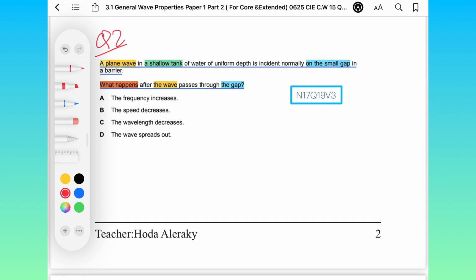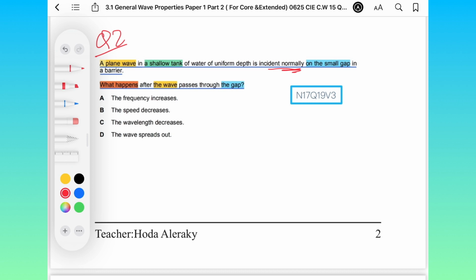Question 2, you have here a plane wave. And actually, plane wave, what do you mean by plane waves? Because it's repeated in many questions. Sometimes we call it progressive waves or infinite number of wavefronts which are perpendicular to the direction of wave travel. So quickly, it's the definition of plane waves. Okay, we have a shallow tank, and we have here water of uniform depth incident normally on the small gap in a barrier.